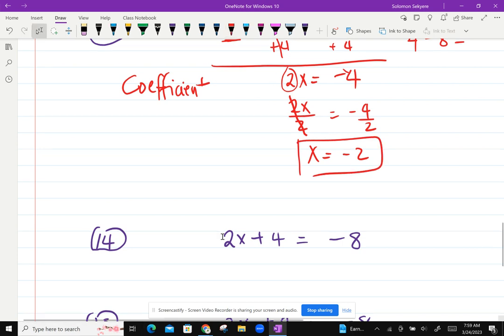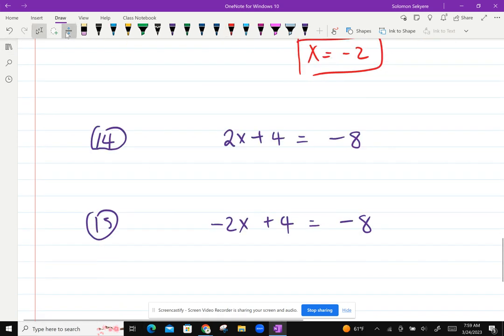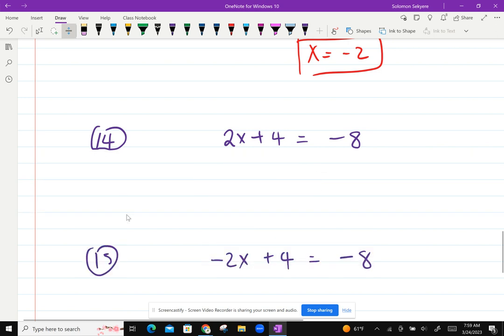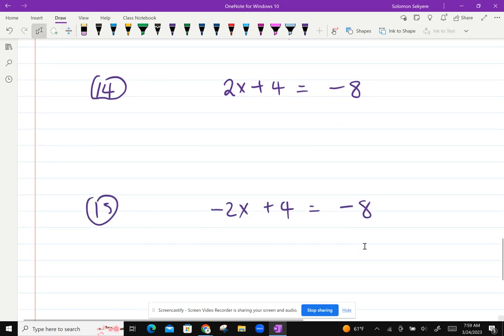So number 14, can you tell me? Can you try number 14 first? Pause the video. Try 14 and 15 before you move on. Okay, try them first and then come back and watch.